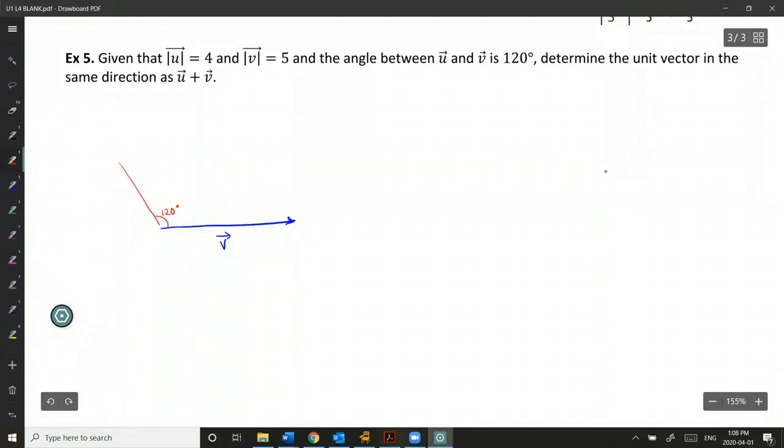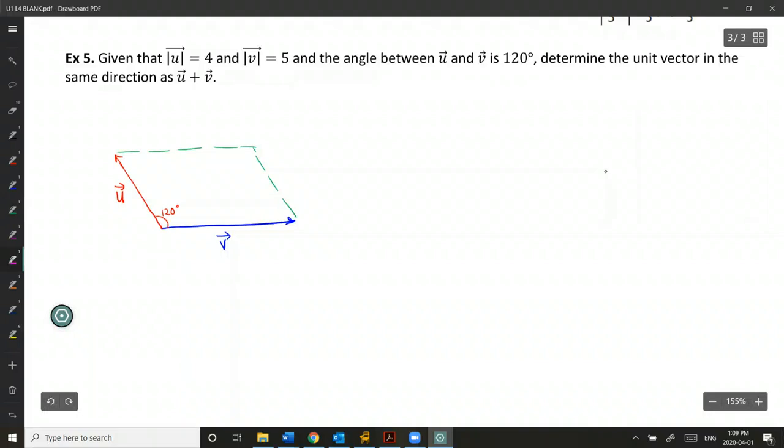So if you have a ruler, you can actually draw this to scale. Maybe just do it with centimeters, and make u 4 centimeters and v 5 centimeters. If you have a protractor, even better, because then you can actually measure out 120 degrees and have a perfect scale model of what we're talking about here. So we're going to use the parallelogram method that we talked about for adding vectors. And the parallelogram method basically works when we have two vectors arranged tail to tail.